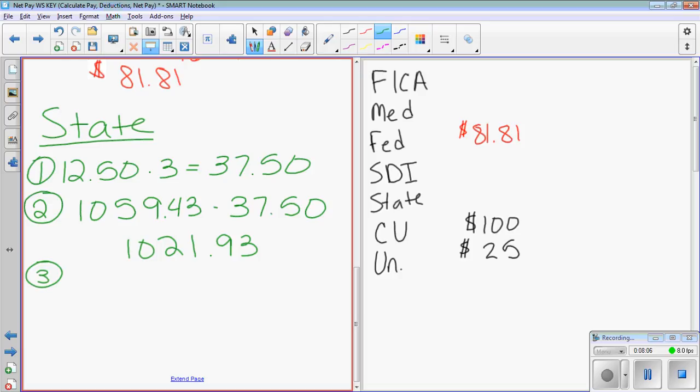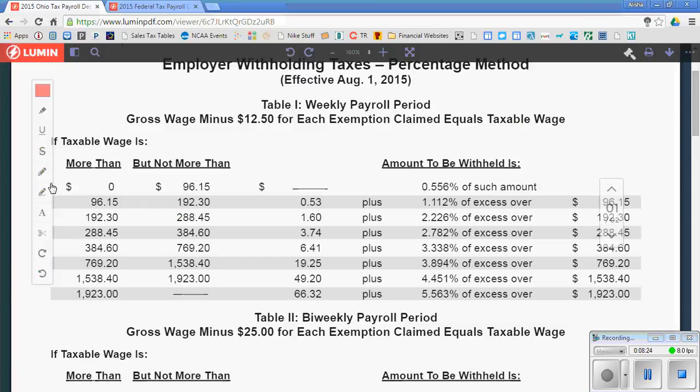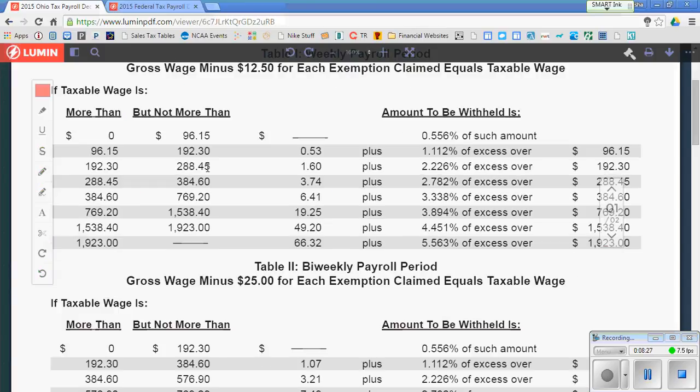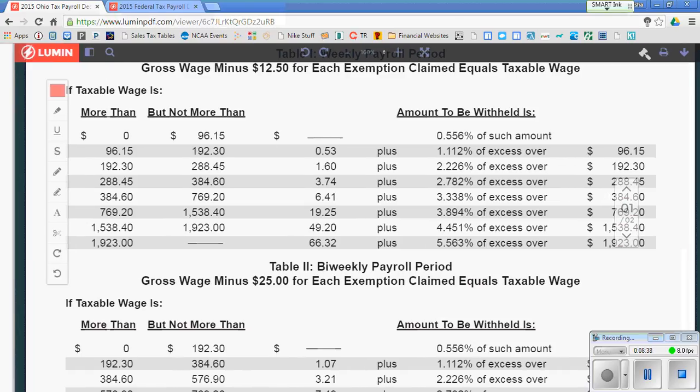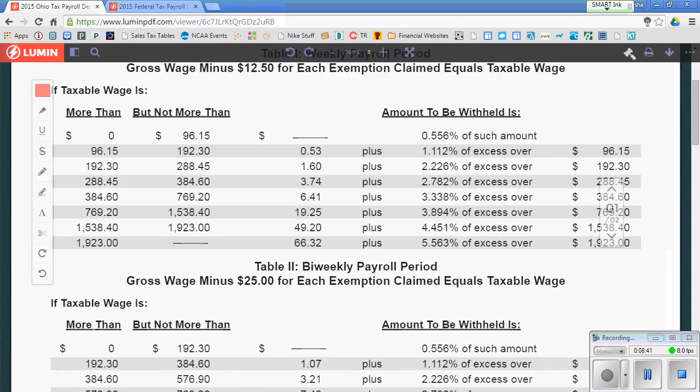Step 3, always step 3 is where you use your magic formula for percentage method. X plus Y times A minus Z. Go back to your chart and figure out where 1,021.93 fits. 1,021.93 fits right here on the gray line. 19.25 is X. 3.894% is Y. 769.20 is Z.